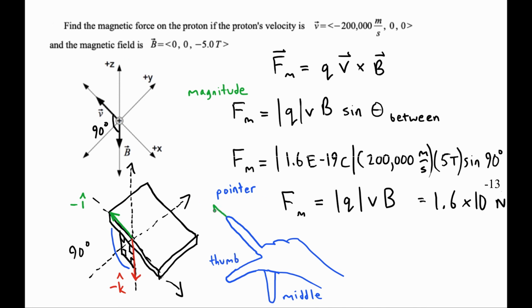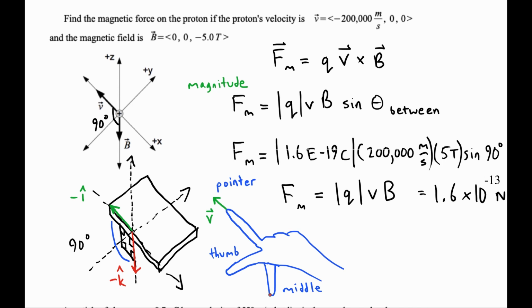Pointer points in the direction of motion, velocity. The middle points in the direction of the field. And then the thumb tells you the result, which is the force. So apparently the force is going to be this direction.